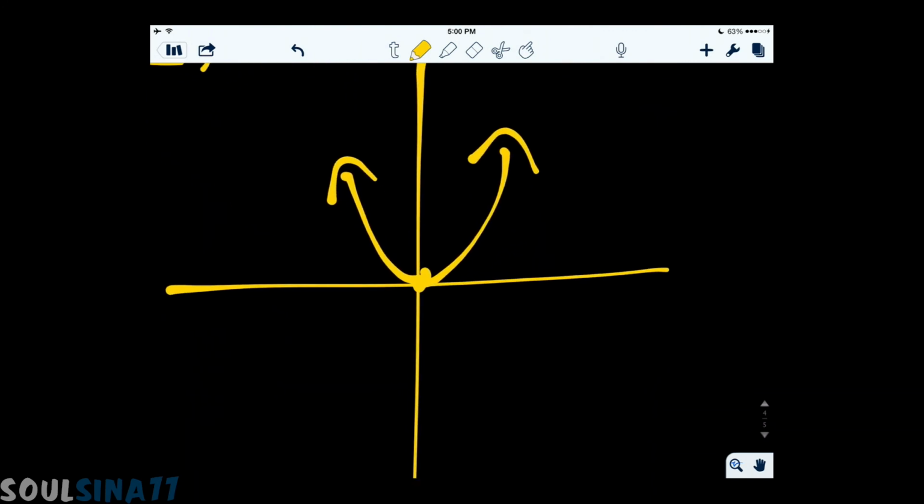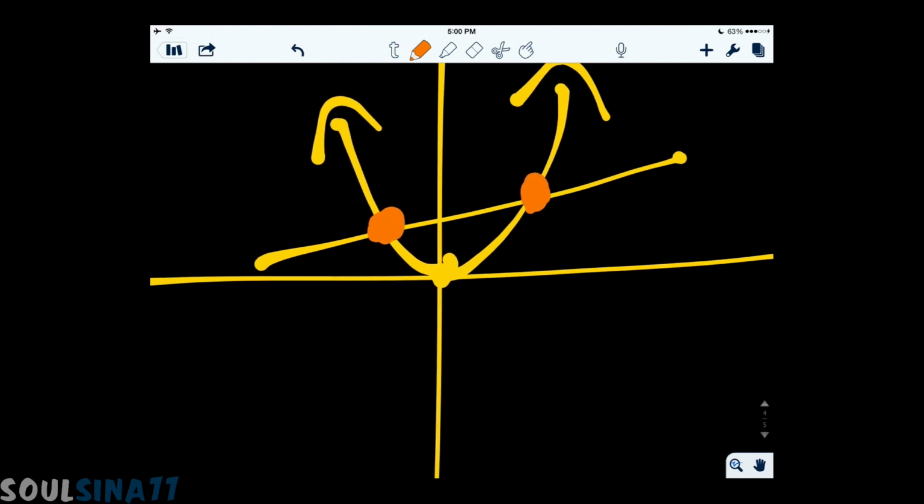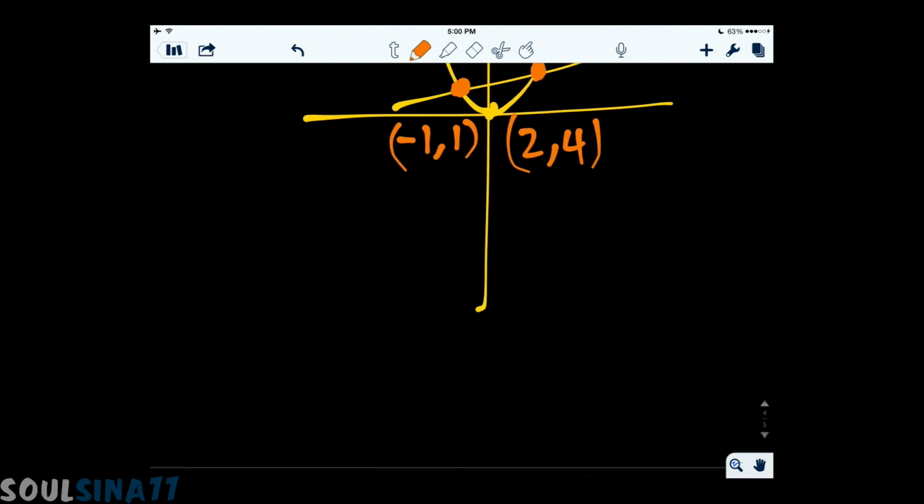And you wanted to find, let's see, just this, okay? You wanted to find the equation or the slope of this line, okay? So it crosses the graph, let me use a different color. It crosses the graph here and here, okay? So let's just say this coordinate is -1, 1, and this one is 2, 4, okay?